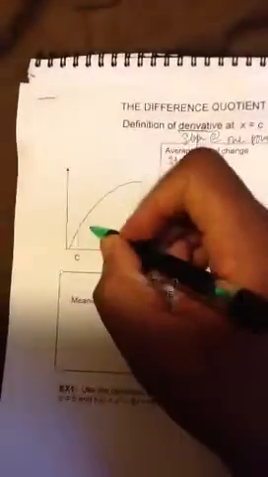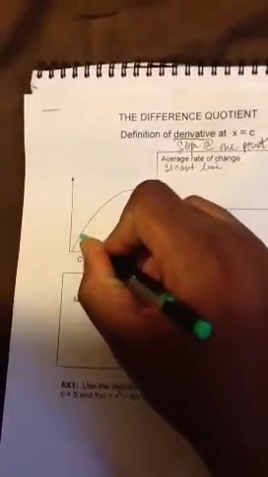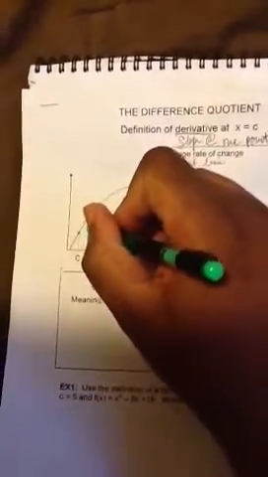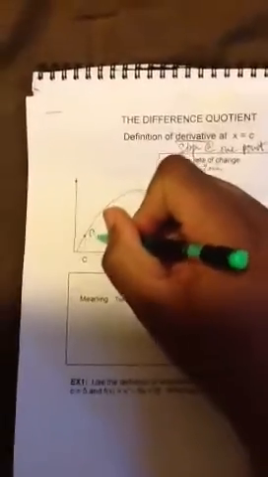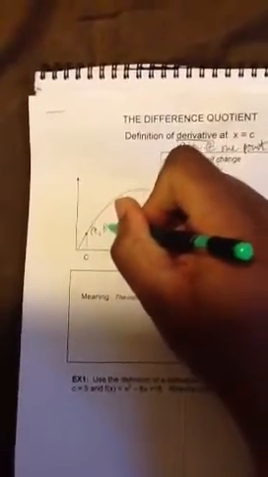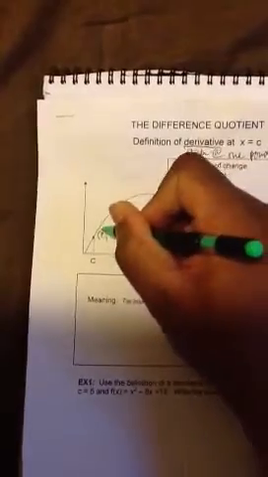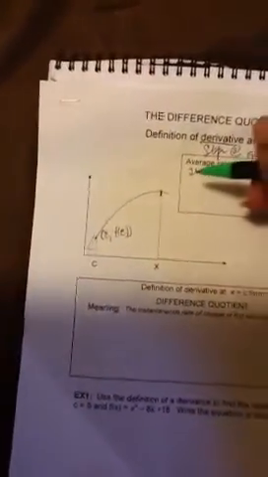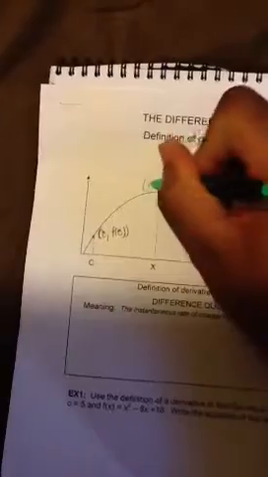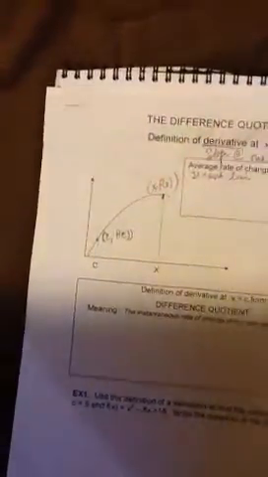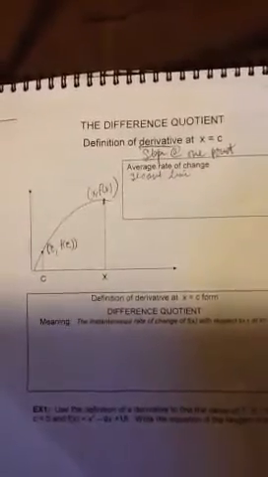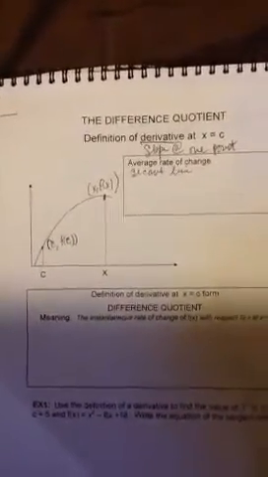Let's just say that this is my function, and I know I have a point here. And since that x value is c, its y value is f of c. If this function is y equal f of x, and I have a point here at x, comma, f of x. Okay, so if I wanted to find the slope of the secant line, it's just a regular slope equation, right?